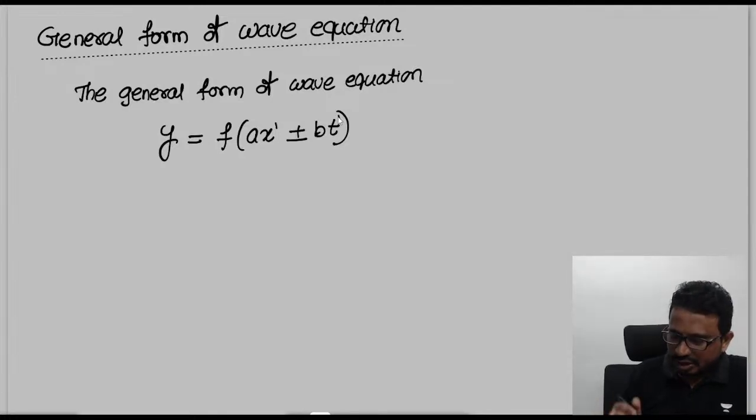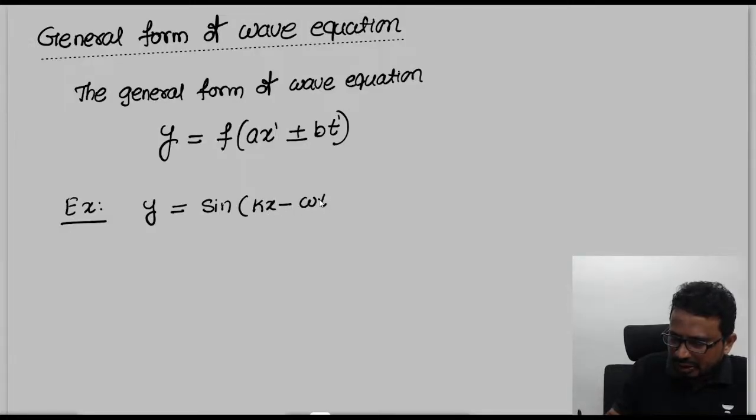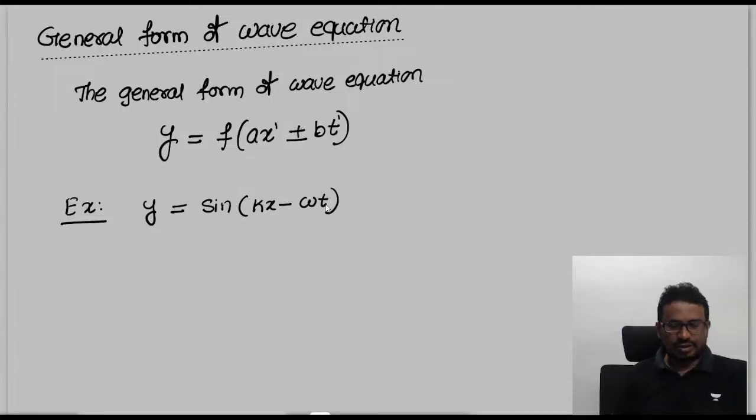Now, in these cases, let us see examples of waves. If I say y is equal to sine of kx minus omega t, is it a wave equation or not? You can see either plus or minus can be there. Here sine is a function, x power is 1 and t power is 1. So this is a wave equation.